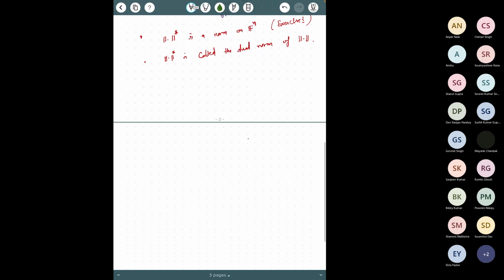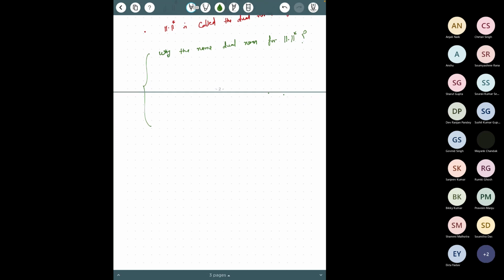Why is the name dual norm for this norm, this function? Let me write why the name dual norm. One justification you can give is that this naturally arises from the dual space, from the relation between the vector space V and its dual. So here V is Fn, right?